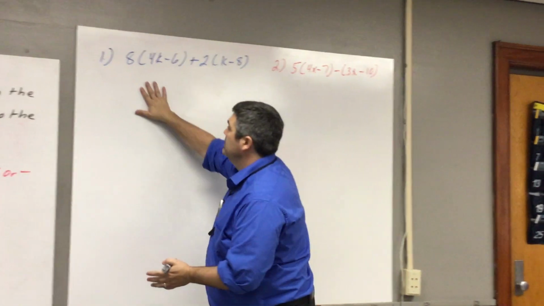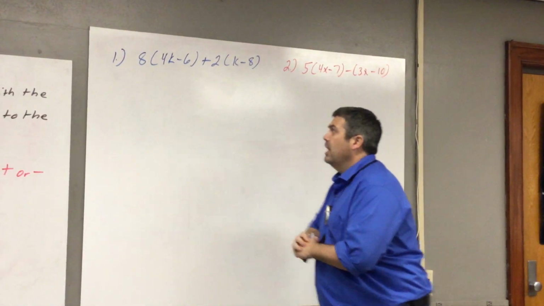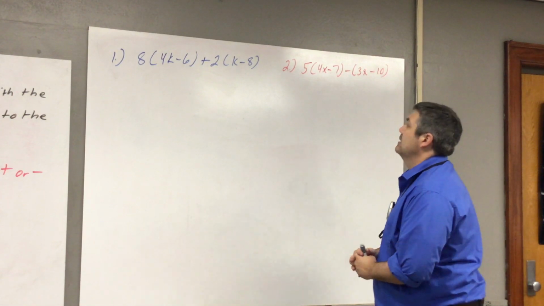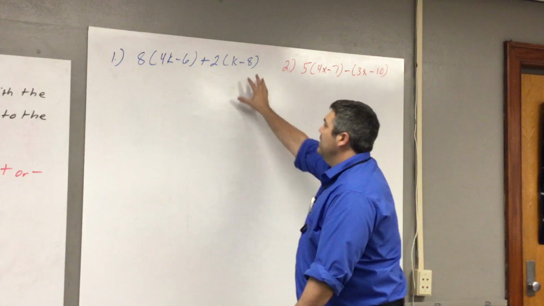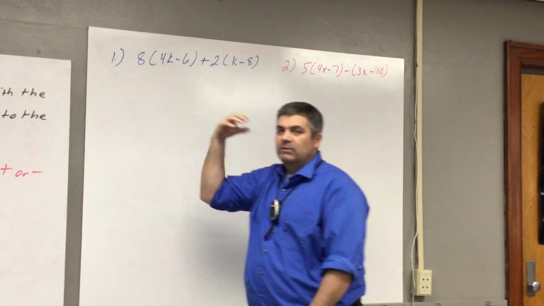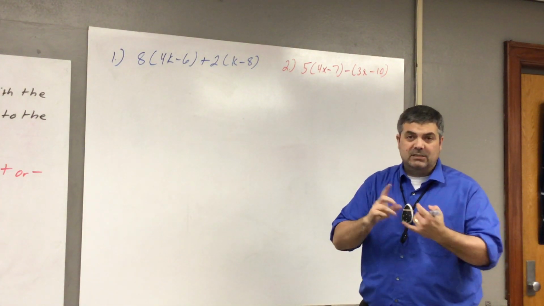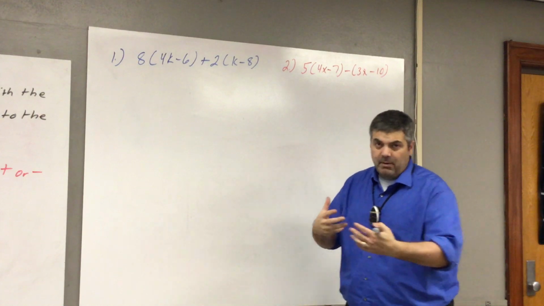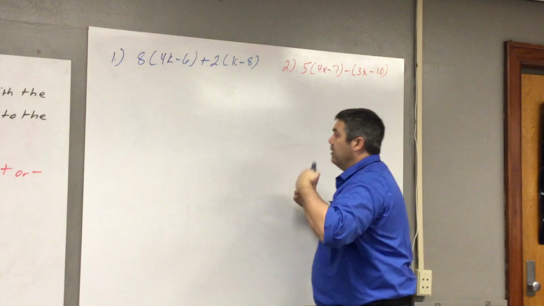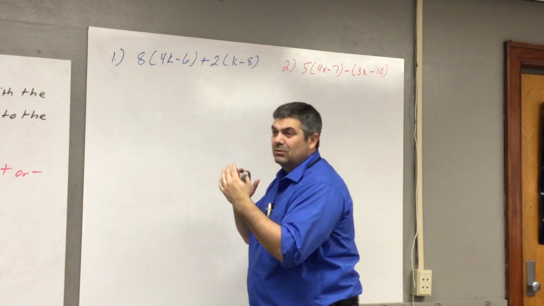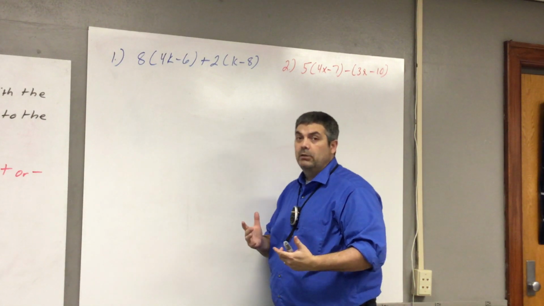So our first problem is this: 8(4k - 6) + 2(k - 8). Now remember, because we have these parentheses, we can't combine like terms. We have these other operations. So until we get rid of these, get it all the way down to just addition and subtraction, we can't combine like terms. So our whole goal is to get it down to where we can combine it and simplify it down to its simplest form. That's what we're trying to do here.